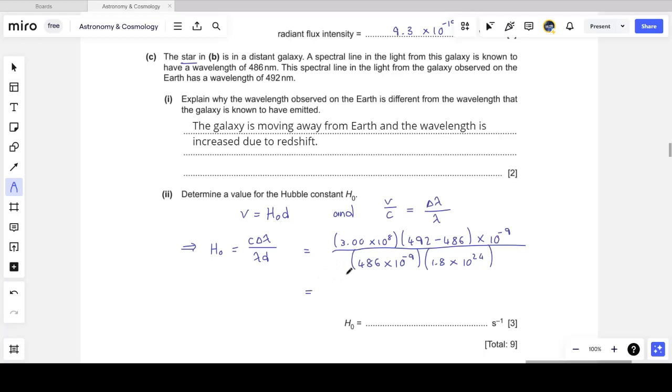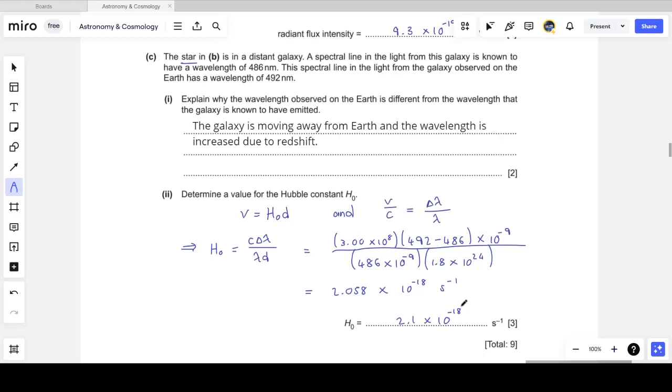And so if I calculate this, I get a value of H0 to be 2.058 times 10 to the minus 18 per second. Or again, to two significant figures, 2.1 times 10 to the minus 18 meters per second per meter, which simply becomes per second. But you can see why they would use those units. So this question had a little bit more mathematics in it, but still it required us to understand the concept of redshift and what that means for the expansion of the universe.